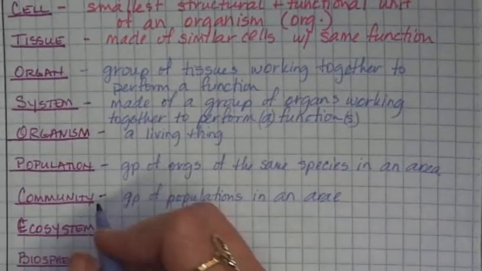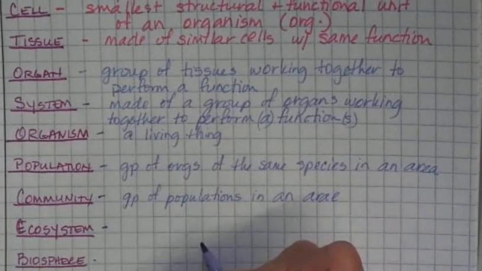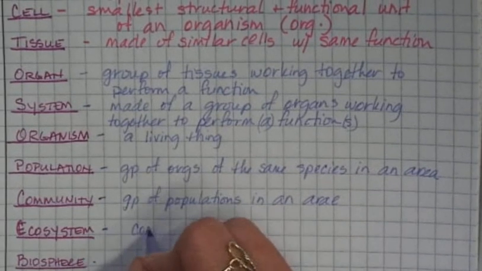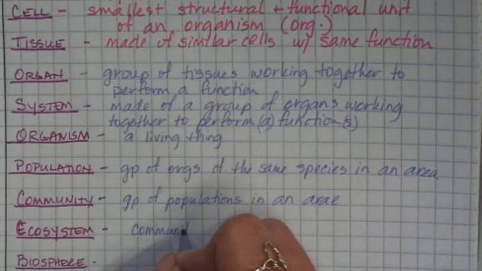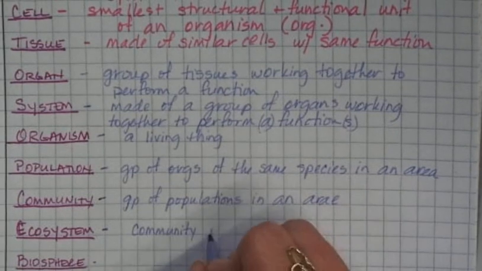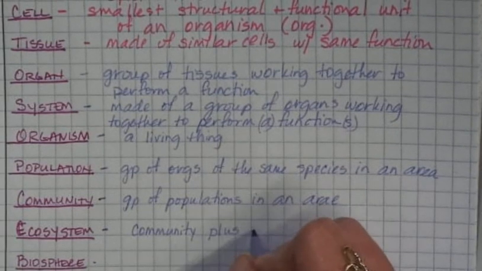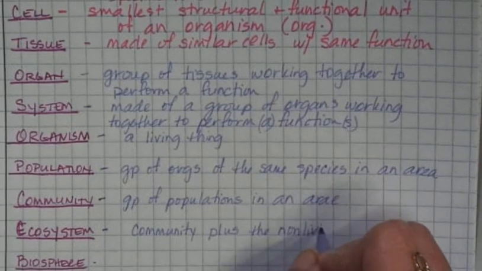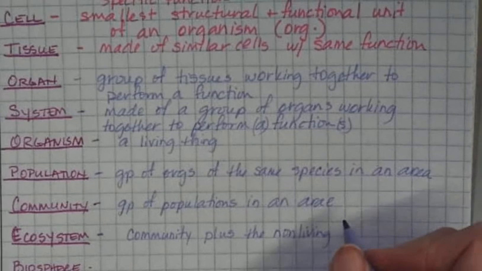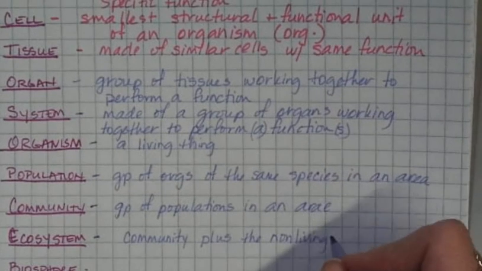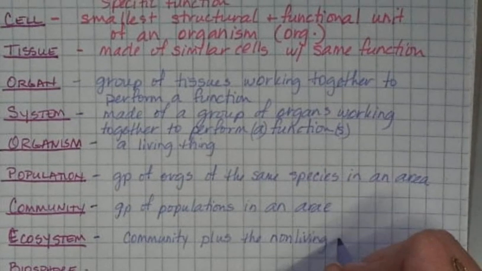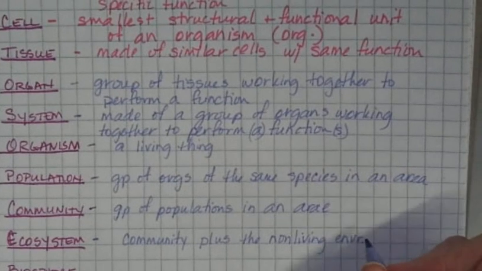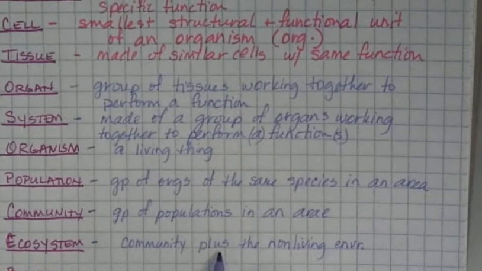And then the next one up is an ecosystem. And this is where we change a little bit. An ecosystem is the community, so it's all the populations and all the living populations. It's the community plus the non-living environment. So now we're going to talk about the soil. We're going to talk about the air quality. We're going to talk about things like that. So that's in a non-living environment. We're going to talk about what types of climate and weather do we have here. So that's the community plus the non-living environment.